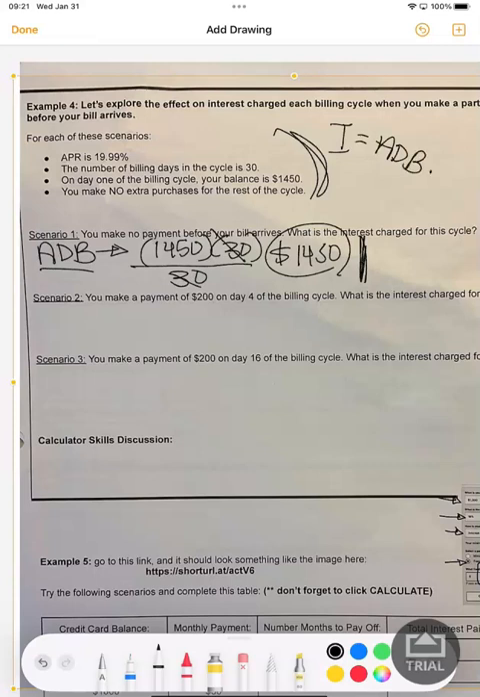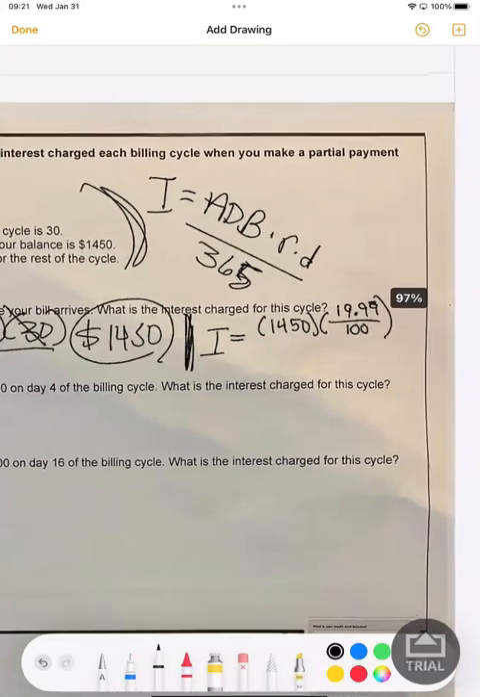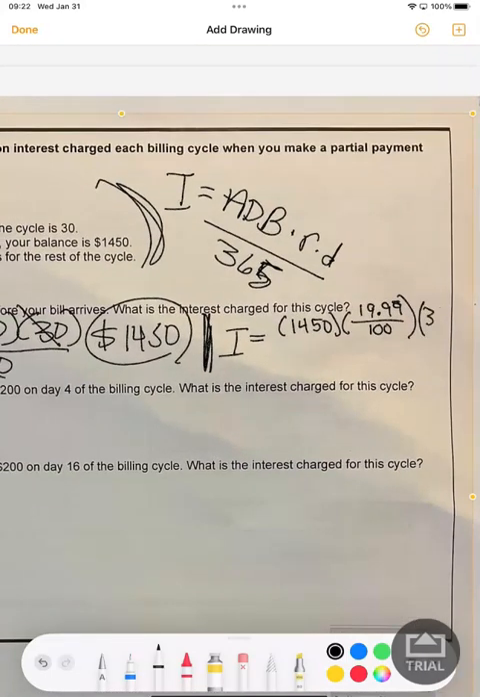I have average daily balance times the annual rate times the number of days in my billing cycle divided by 365. This is just straight up how I find my interest for this one. Can I make this bigger here? I'm going to put 1450 times 19.99%. You can think about it as 19.99 per 100. That's my R. Times D, which was 30, divided by 365.